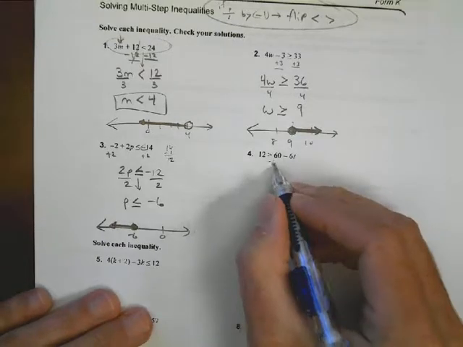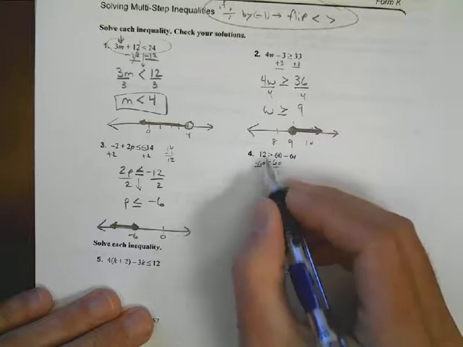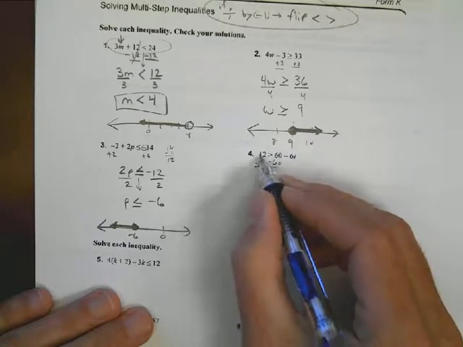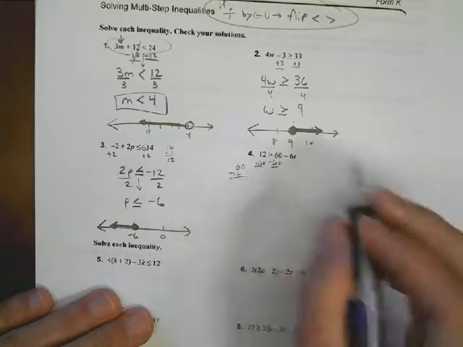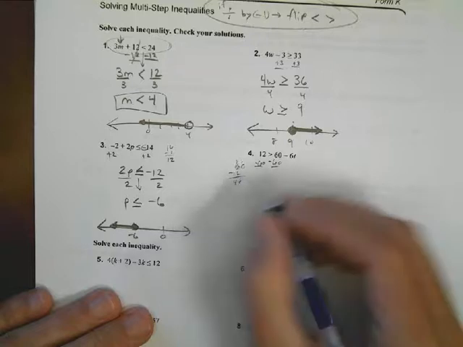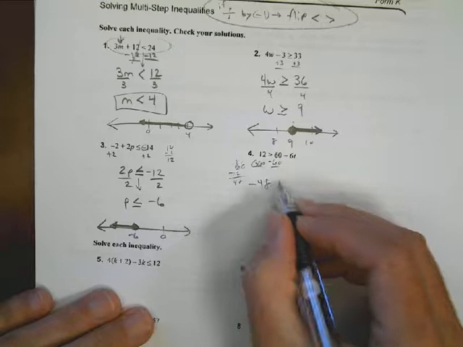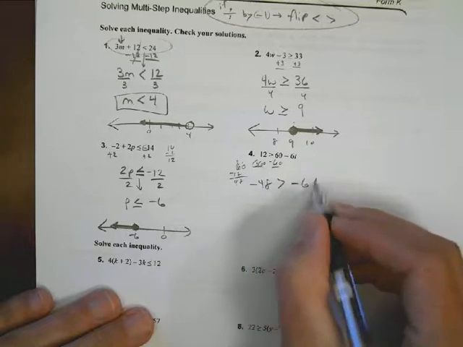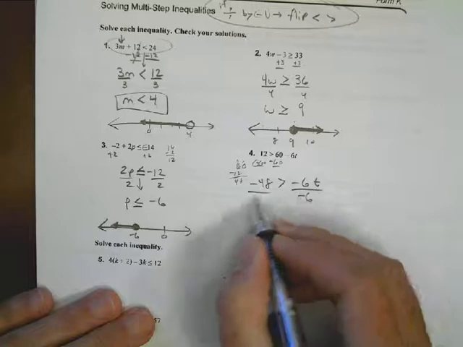Number 4, same idea. Let's go ahead and subtract 60 from both sides. So I have a positive and a negative, so those are different. So I'm going to find the difference. 60 minus 12 is going to be 48, but I keep the bigger sign, so I actually have negative 48 is greater than negative 6t. Now for the first time, I'm going to divide by a negative number.